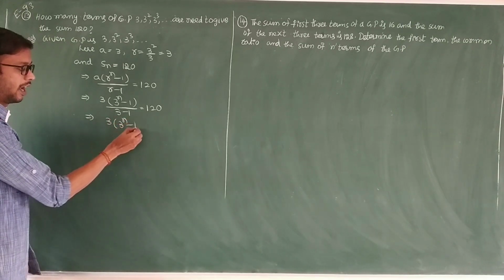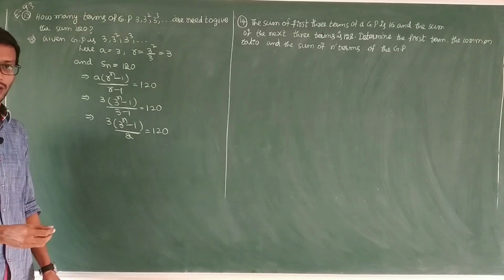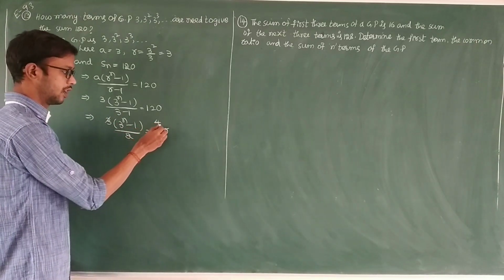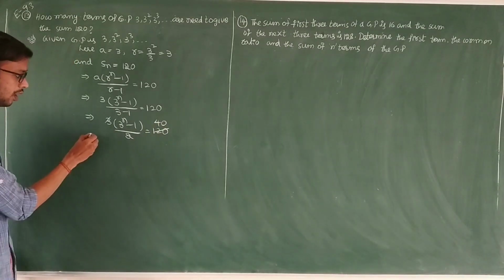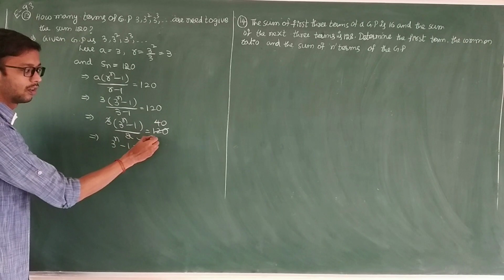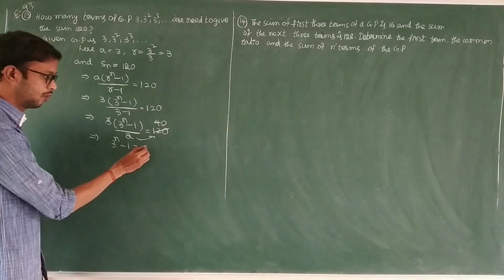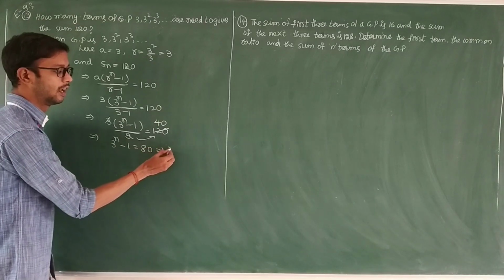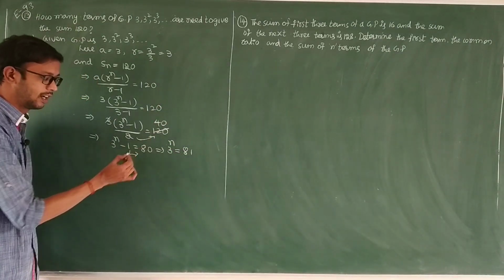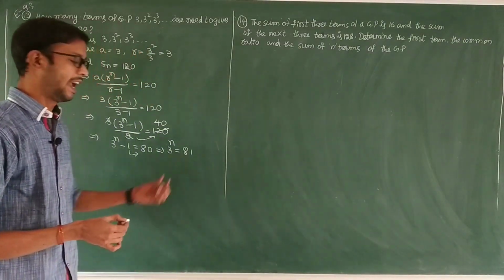3 power n minus 1 divided by 2 is equal to 120. Here 3 ones are 3, 3 fours are 12, 0. Next, 3 power n minus 1 is equal to, sending the 2 to the right side, 2 into 40. 2 into 40 is 80. 3 power n is equal to 81. If you send it to the right side, it will become positive. 80 plus 1 is 81.